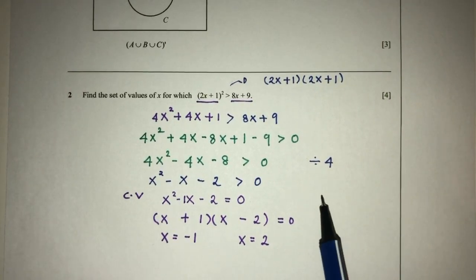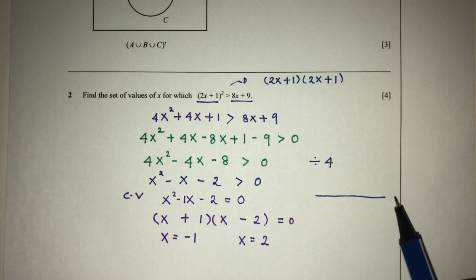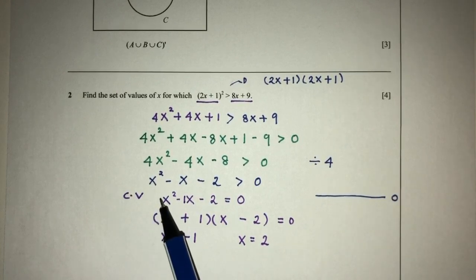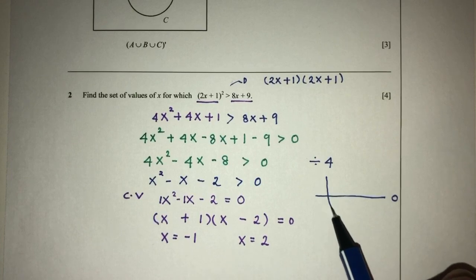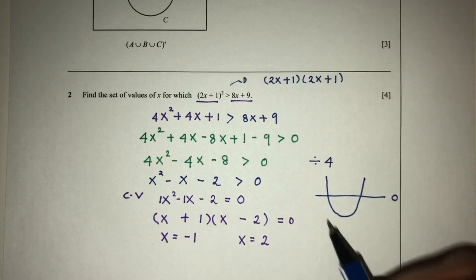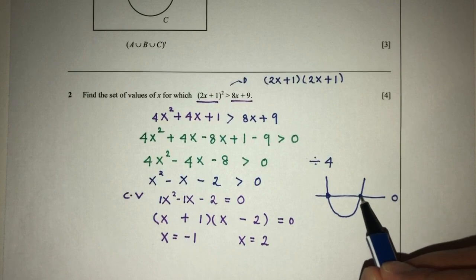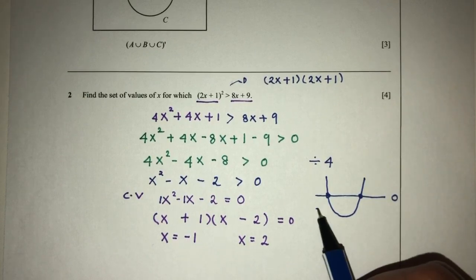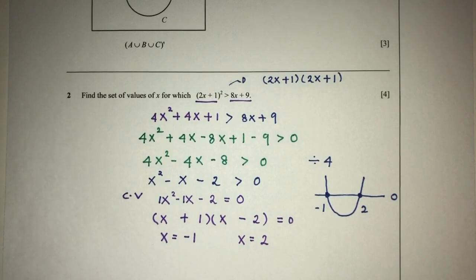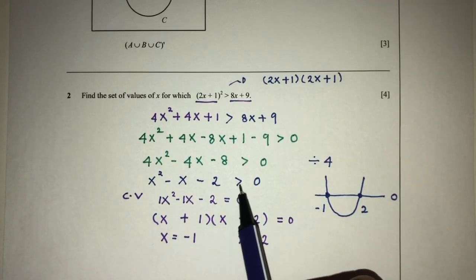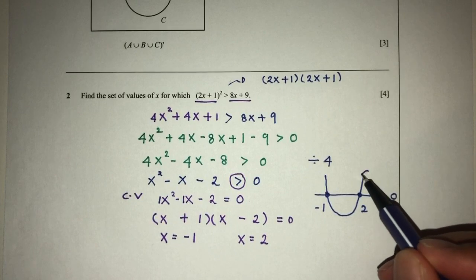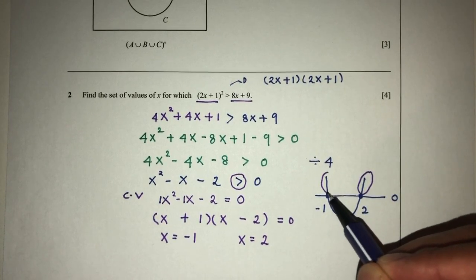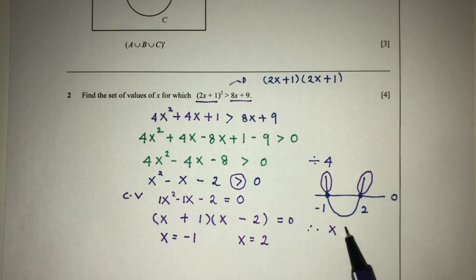To find your answer, you have to go back to your graph. This is the line 0. And because the value here is 1, it is positive, you will have a shape like this, right? Now these 2 points of intersection, these are called your critical values. That will be minus 1 and 2. Now our goal is for the equation to be more than 0. So more than 0 will be above the line 0, which is this side and this side. So we conclude x has to be less than minus 1 and has to be more than 2. So this will be the set of values of x for which this is more than this. That is question number 2.